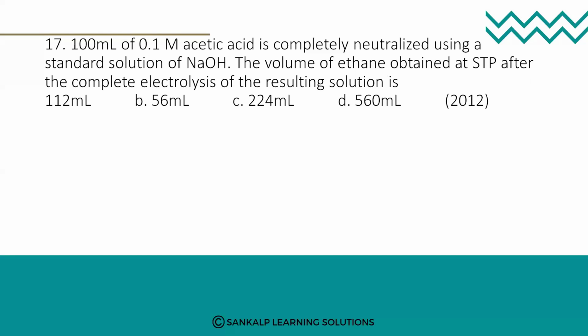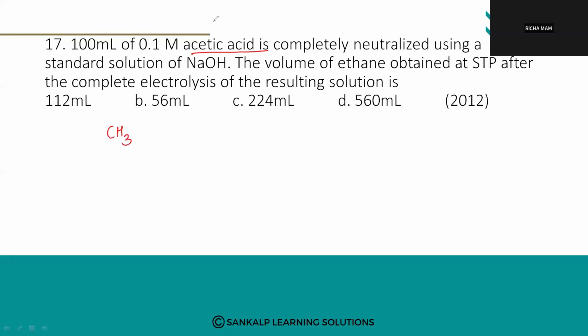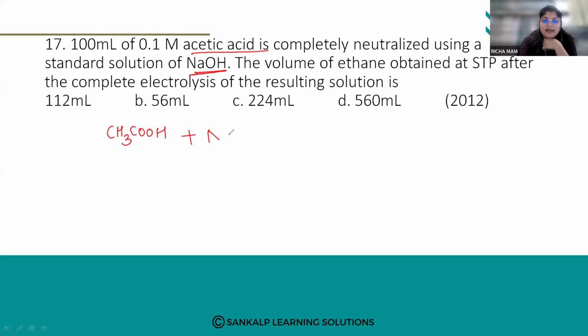So what is the reaction? I have discussed with you what titration is in the last class. There will be two solutions, one a known solution and one an unknown solution. Here one solution is our acetic acid. What is acetic acid, students? The formula is CH3COOH. Acetic acid is reacted with NaOH, our sodium hydroxide.